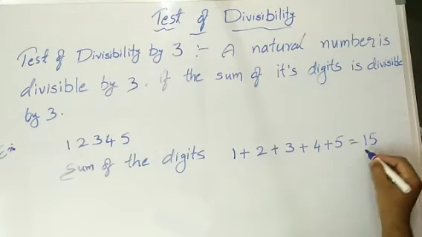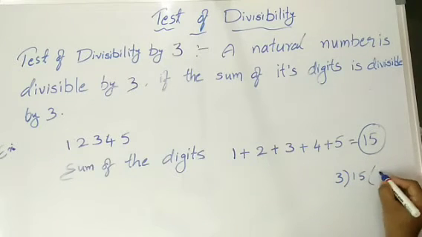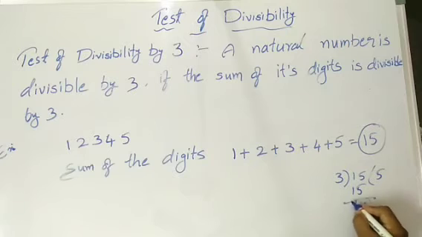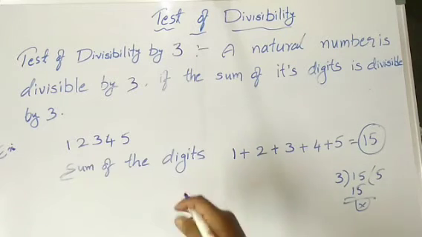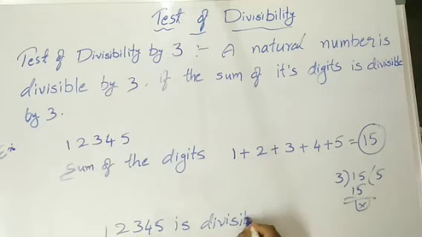So 15 is divisible by 3. It means that without doing the actual division, just by using this logic, by the sum of the digits, if it is divisible by 3, then we can say that the number is divisible by 3. So now we can write, 1 2 3 4 5 is divisible by 3 very easily. Got an idea? Okay.